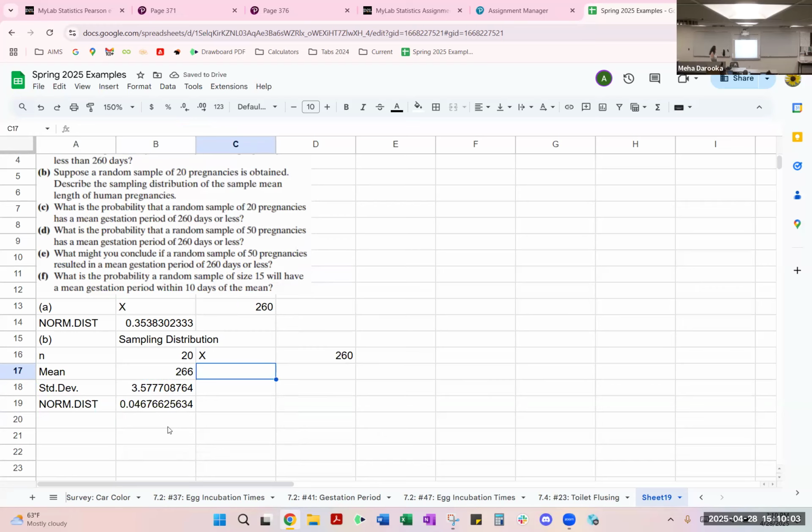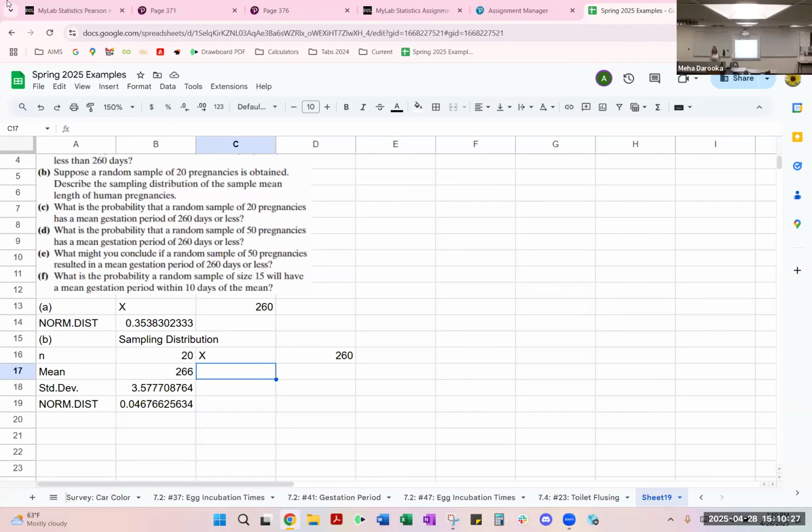So look how that probability changed from when we did part A, where you had a 0.3538, and this time you've got 0.046766, right? Because your standard deviation changed. It went from 16 to about 3.577. So, standard deviation changes, of course, your calculation will change.